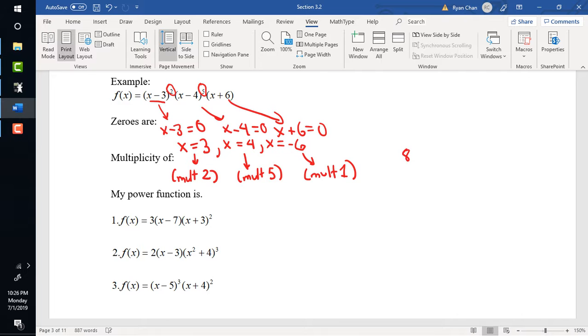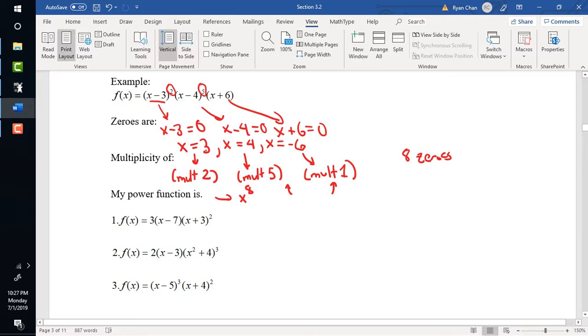So if you think about this, I really have 8 zeros. Why is that? Because I have 3 and 3, 3 being repeated twice, 4 being repeated 5 times, and a negative 6 being repeated once. So 2 plus 5 plus 1, I have 8 zeros, or 8 answers. I don't have 8 unique answers, I just have 8 answers. 5 of them are repeated, 2 of them are repeated, and then 1 of them is by itself. So what's my power function? My power function is really x to the 8th. That means if I graph it, at the very ends, they're both going to go up.